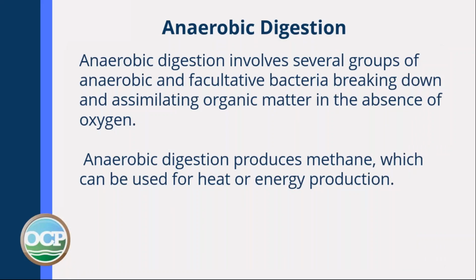Anaerobic digestion involves several groups of anaerobic and facultative bacteria breaking down and assimilating, or putting together, organic matter in the absence of oxygen. Anaerobic digestion produces methane, which can be captured and used for heat or to produce electricity by burning it in a generator.